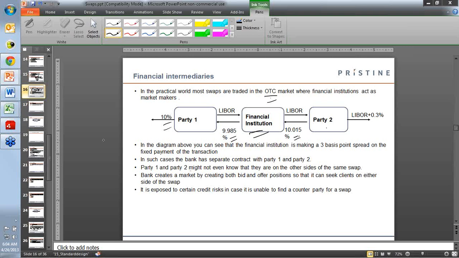Okay, so the intermediaries usually create a market by creating both bid and offer positions, so that they can serve clients on either side of a swap. In most cases, the parties that actually engage in the swap are not aware of the other party's existence. They primarily transact with the financial institutions only. So basically party 1 would only be aware of this part of the transaction, whereas party 2 will only be aware of this part of the transaction. So they would not usually be aware of the other party involved.